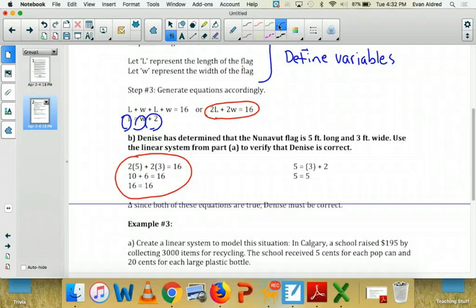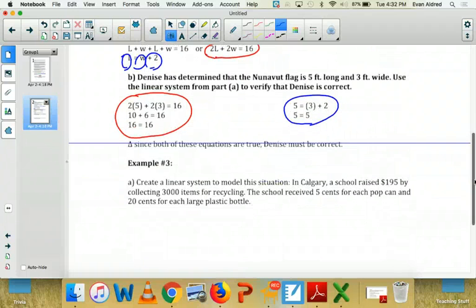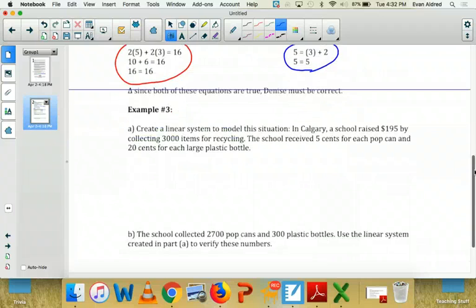So to cover all of your bases, when you are doing checks, take the extra 30 seconds, if that, to check in both equations. So our other equation was L equals W plus 2. Well, that's the one that's circled in blue above, and we're told that our length is 5 and our width is 3. So we're saying that 5 should equal 3 plus 2. We all learned a long time ago that it does. So both equations check out, which means that the answers Denise got are valid.